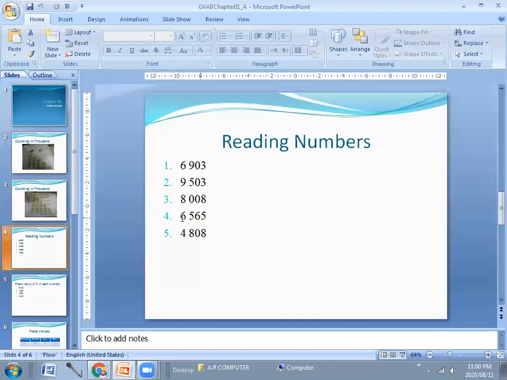Moving to the fourth number, 6565. Moving to the last number, 4808.